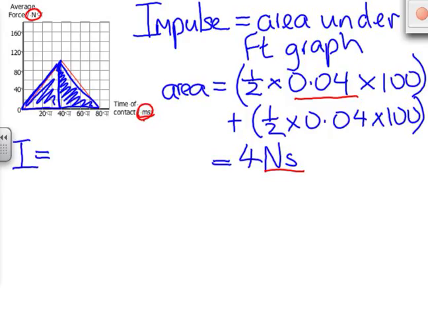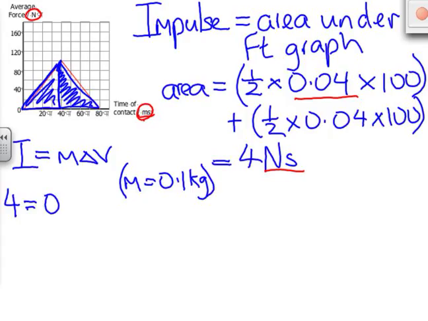Now we can work out the change in speed of the ball. The impulse is equal to m delta v, and we're told in the question that the mass is 0.1 kilograms. Now that we know the value of I and m, we can substitute those into our expression and rearrange until we have an expression for delta v.